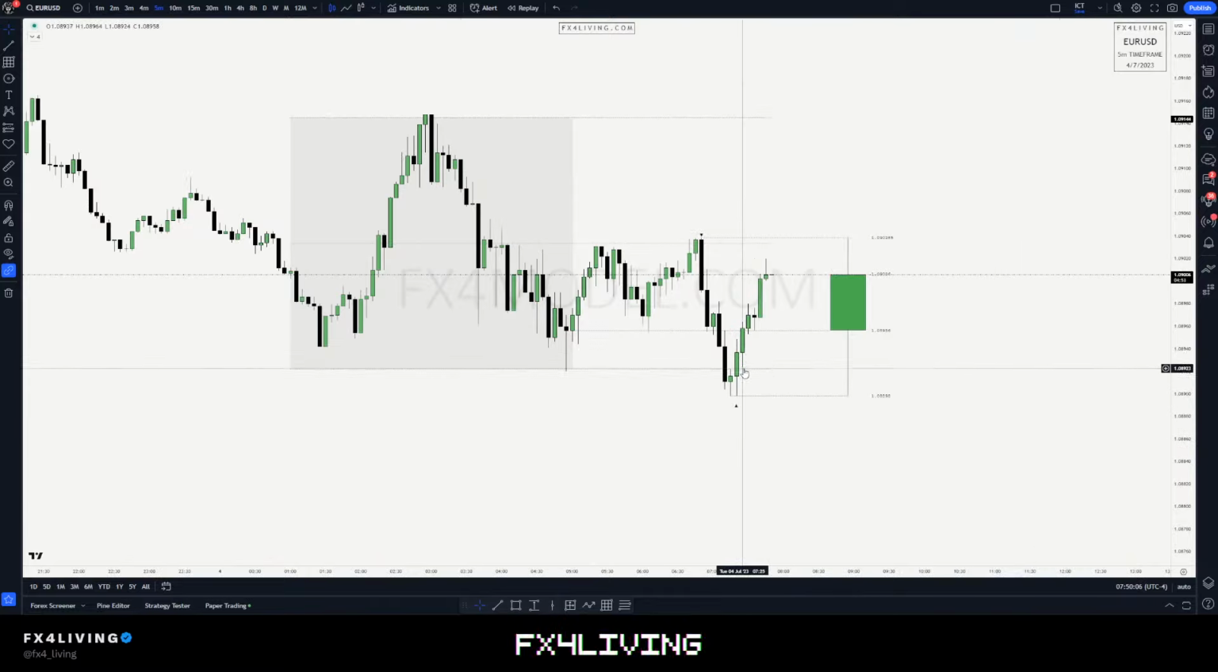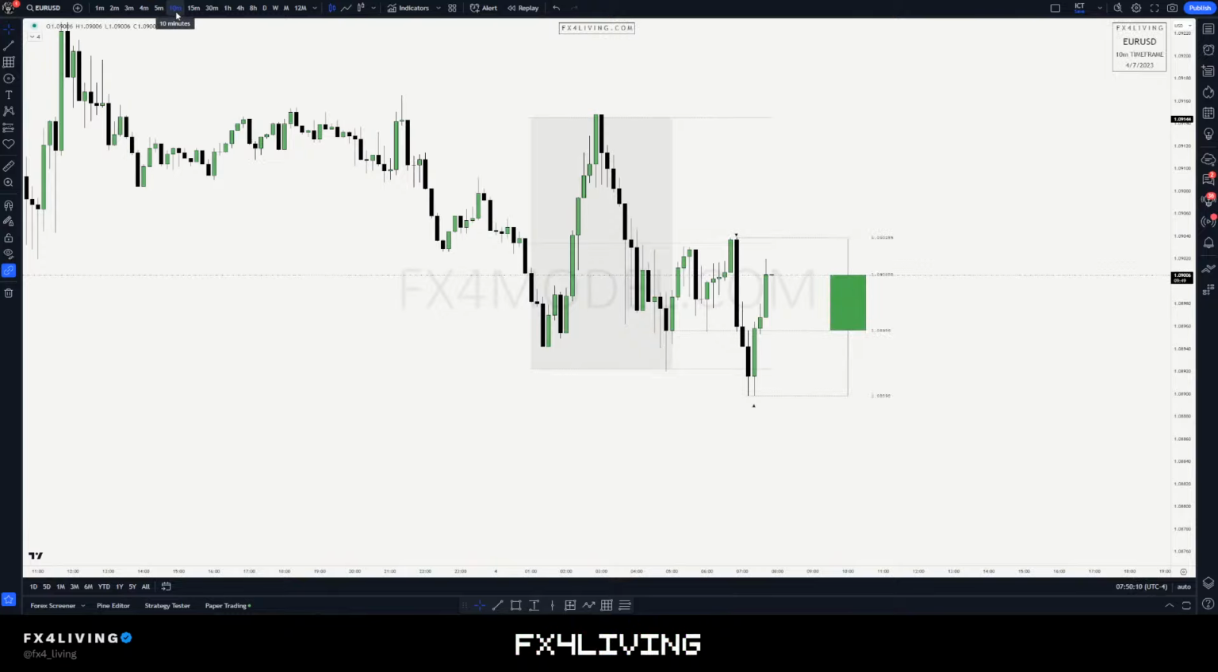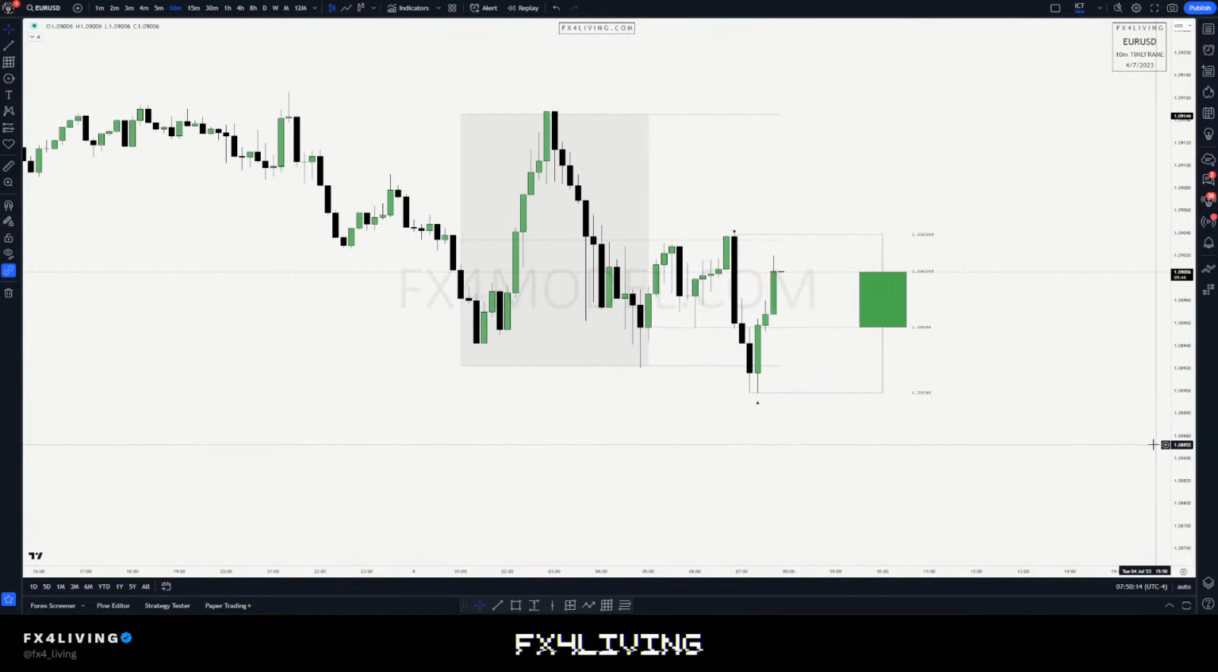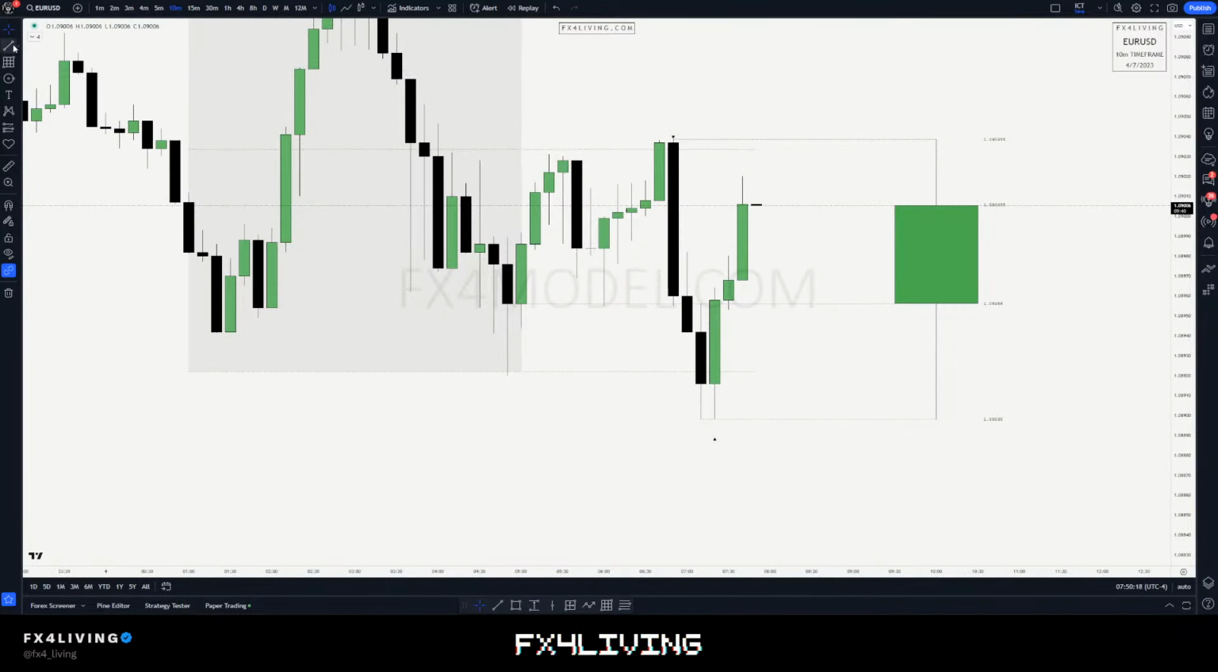But this 5 minute was convincing actually, yeah. This 10 minute is nice as well, damn. This 10 minute candle breaks above this high as well. The body is above the high, that's nice.